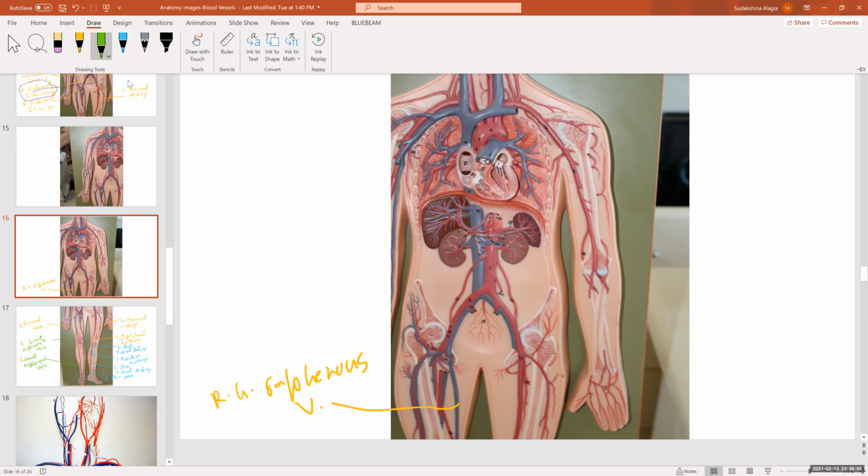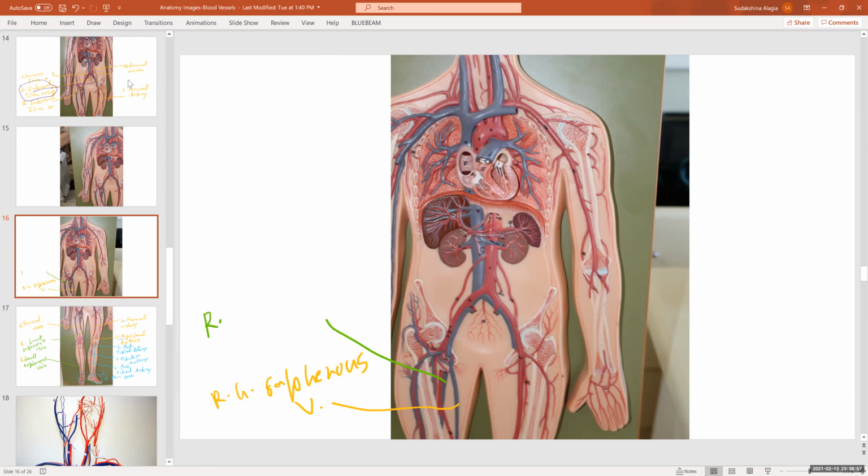And you got the right femoral vein. Basically, these two merge. And beyond that merging, this vein here, in the pelvic area, this is the right external iliac vein.